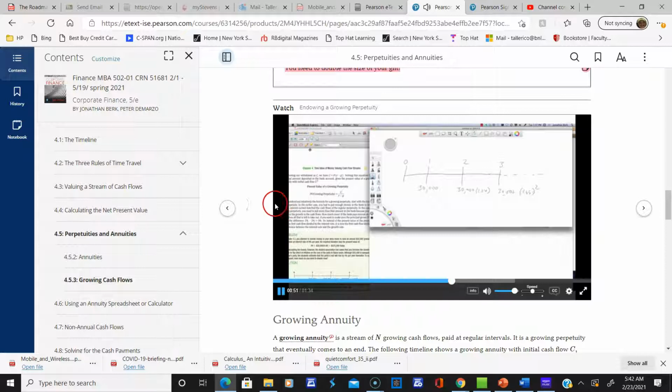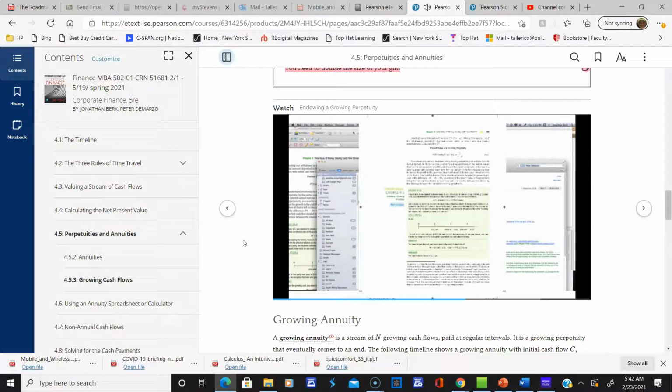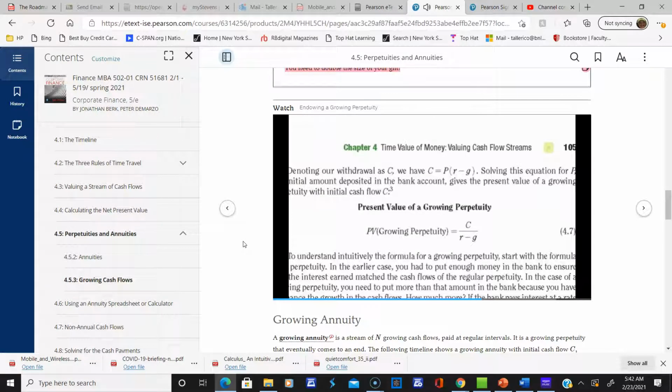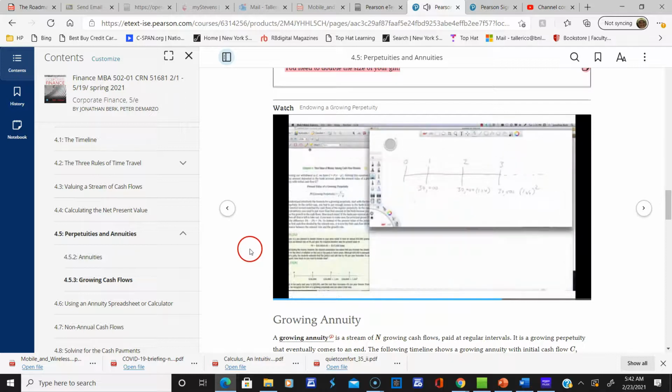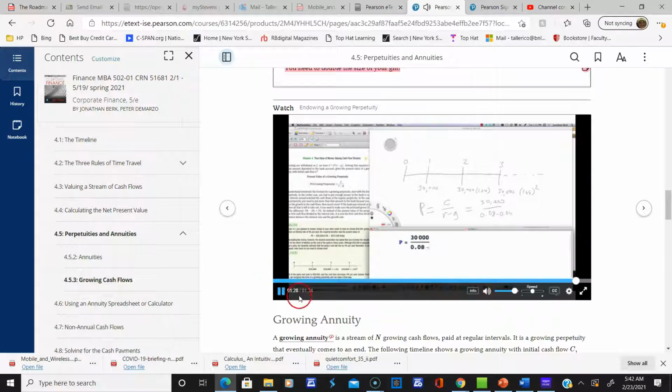Looking at the timeline, what we see is we have a growing perpetuity. To figure out the present value of a growing perpetuity, we need to go to the place in the book that has the formula. Using this formula, we can solve the problem. The present value is the first cash flow divided by the discount rate minus the growth rate. So that is $30,000 divided by 8% minus 4%, which gives a value of $750,000.